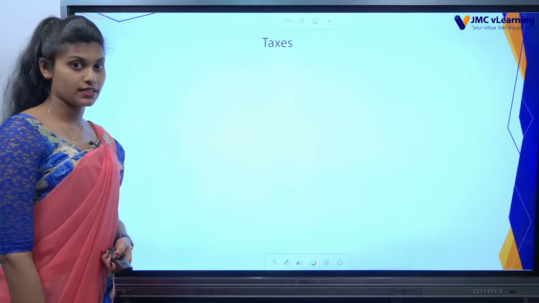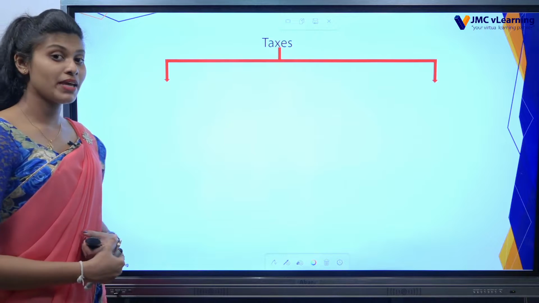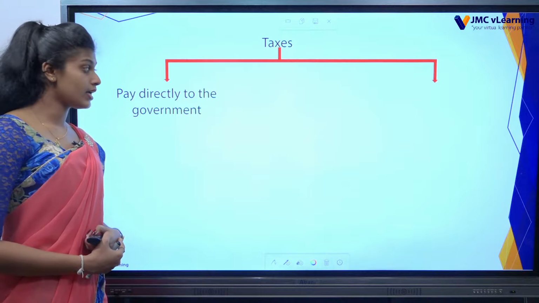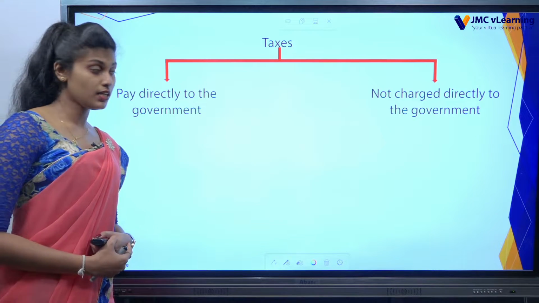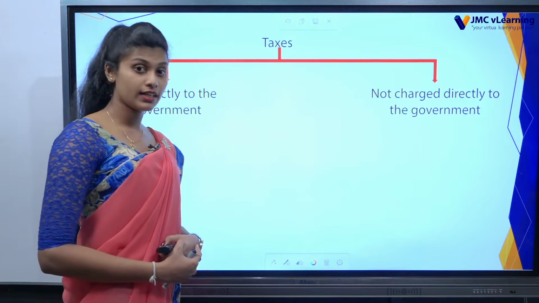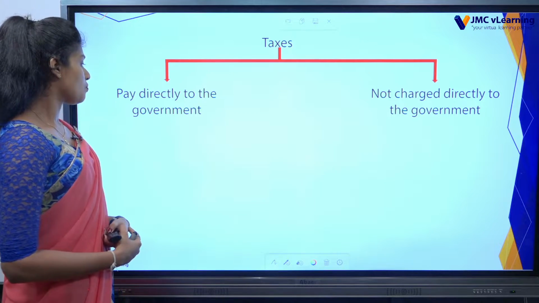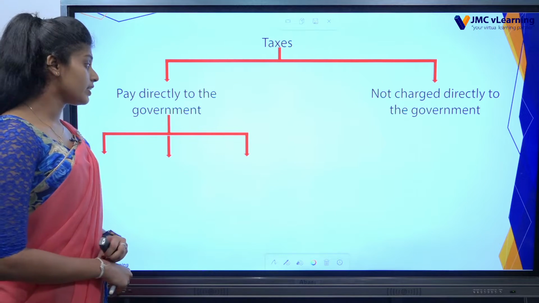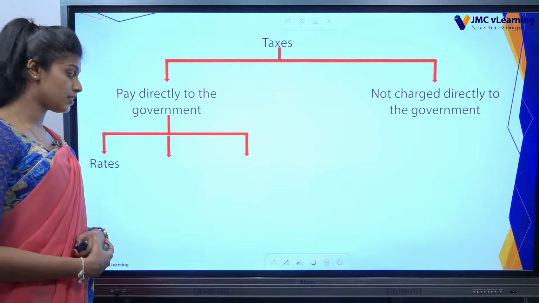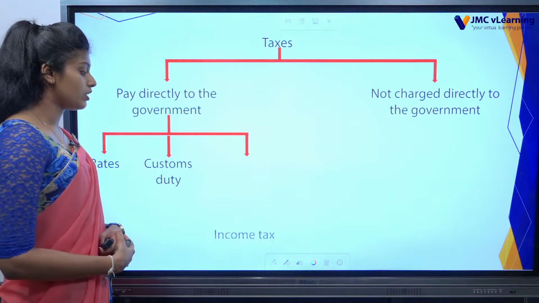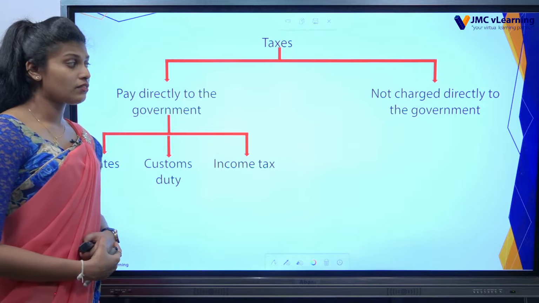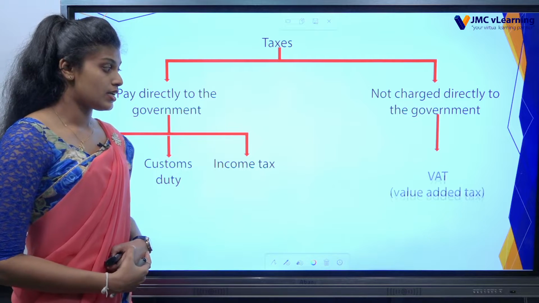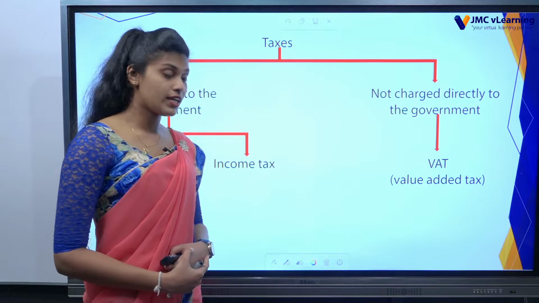Taxes. What are the taxes? These taxes mainly we can categorize into two parts. One is paid directly to the government. Another one is not charged directly by the government. Then what are the taxes we pay directly to the government? There are 3 taxes. First one is rates, then customs duty, then income tax. Then what is the tax not charged directly by the government? It is VAT. VAT means value added tax.